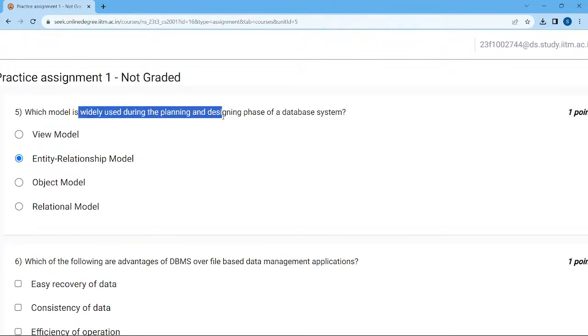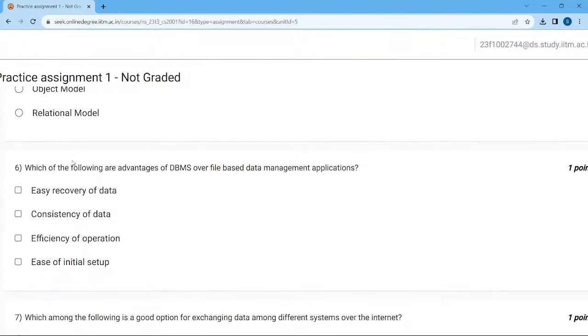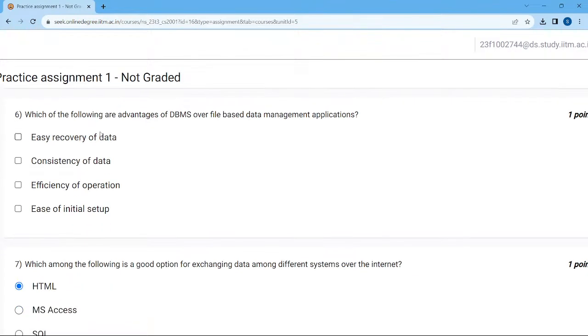Widely used during planning and designing. During planning and designing, I guess it is the entity relationship model. If it's wrong, we would change the answer, obviously. Which of the following are the advantages of DBMS over file based? Okay, okay, okay.